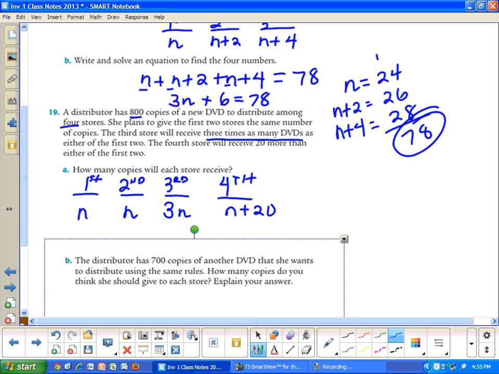And the distributor has 800 copies. So in other words, if we add up all 4 of these stores, we should get 800. Well, that simplifies to, in fact, I think I'll just leave it there. You can simplify that. Notice we have n in more than one place, so we can't backtrack. So you're going to have to simplify it first. Go ahead and try that, simplify it, and then use whatever method you like from that point to see if you can get the right answer.